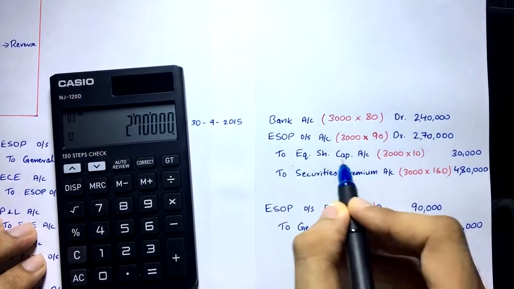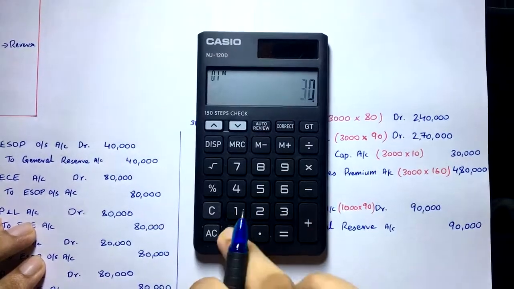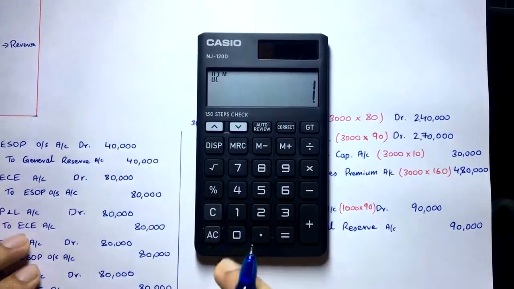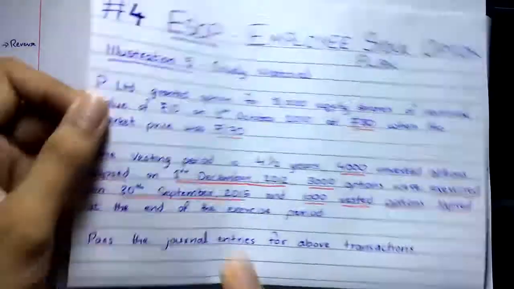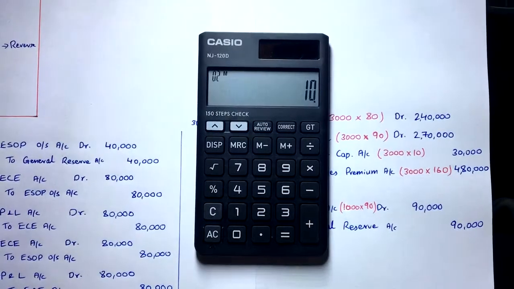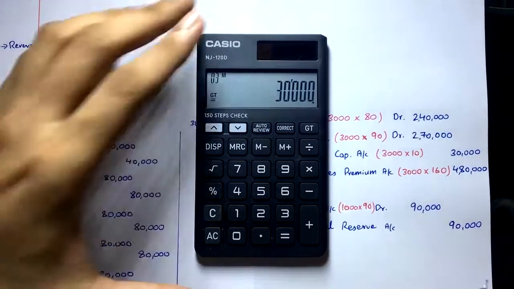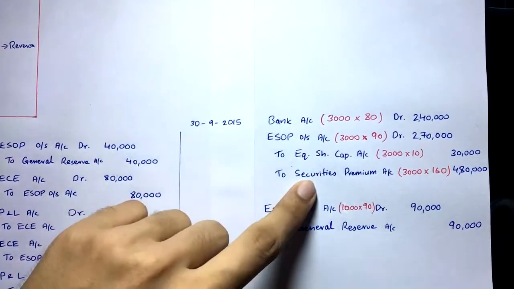So to equity share capital account, 3000 into 10. All right. So 3000 shares, the face value was rupees 10, isn't it? In the question it is said the nominal value, the face value is rupees 10. If it is not given, then you have to assume, okay? Right. So that's equal to 30,000. So 30,000 will go to equity share capital account, and then whatever extra is there, that will go to securities premium.